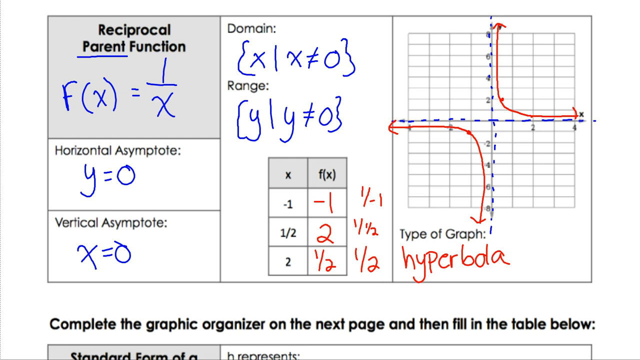So that is the most basic reciprocal function we can graph. What we're going to do now is use that to start figuring out how we do some transformations with this. So we're actually going to start on the next page and then come back and fill in the bottom of this page in just a second.